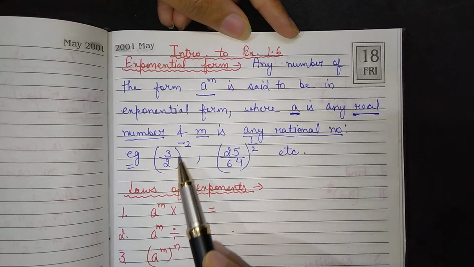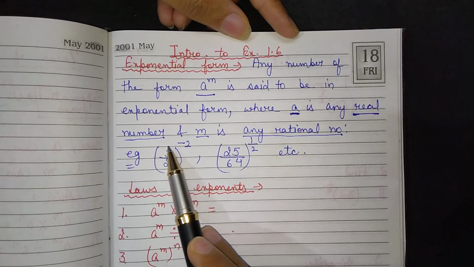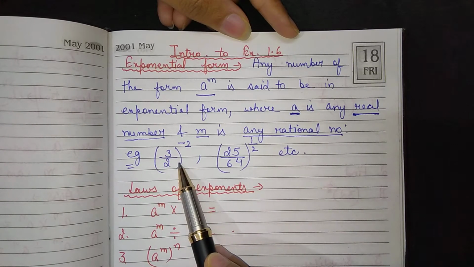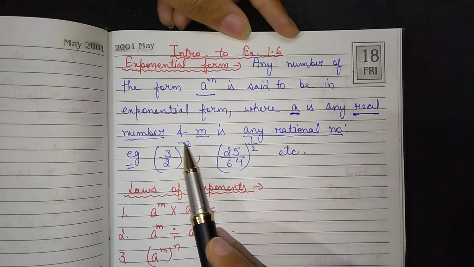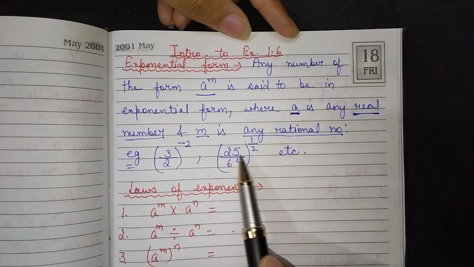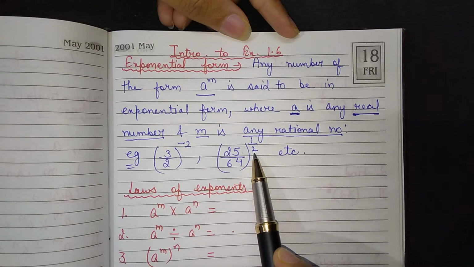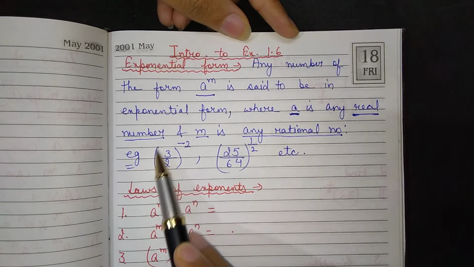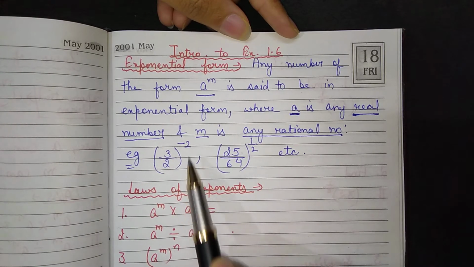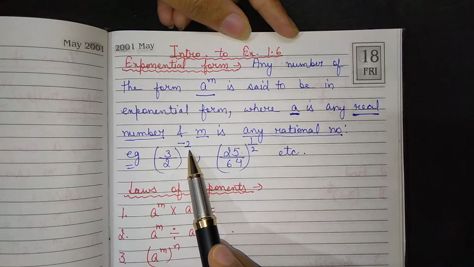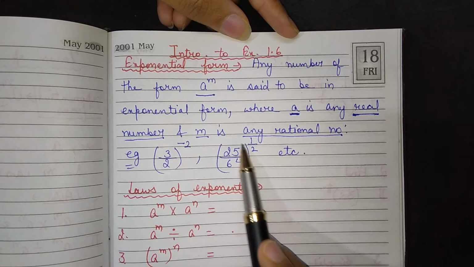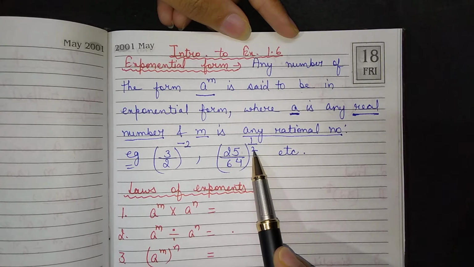3 upon 2 raised to power minus 2. We can see this is 3 upon 2, a rational number, means this is real also, and minus 2 is an integer, means it is rational also. Similarly, 25 over 64 raised to power 1 over 2. And this number is called base and this is called exponent, index or power. Similarly here this is base and this is called exponent, index or power.